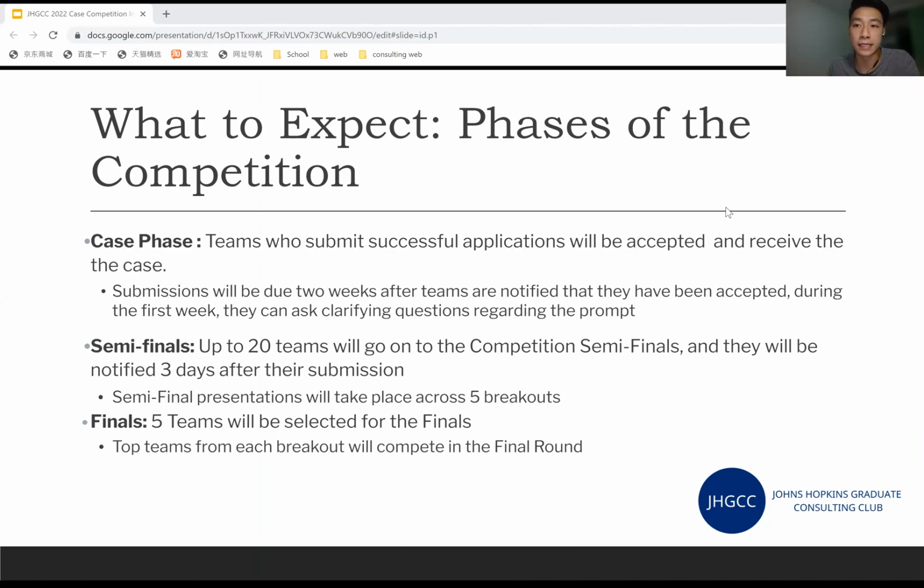After you submit the case, in the next 3 to 5 days, we'll give you an answer on whether you're selected for the case competition date, which is the semifinals. There will be up to 20 teams that will go on to the semifinals. On the case competition day, they will be broken down into 5 different breakout rooms. There will be 4 teams within each breakout room, and in the morning, they will compete in the semifinal rounds.